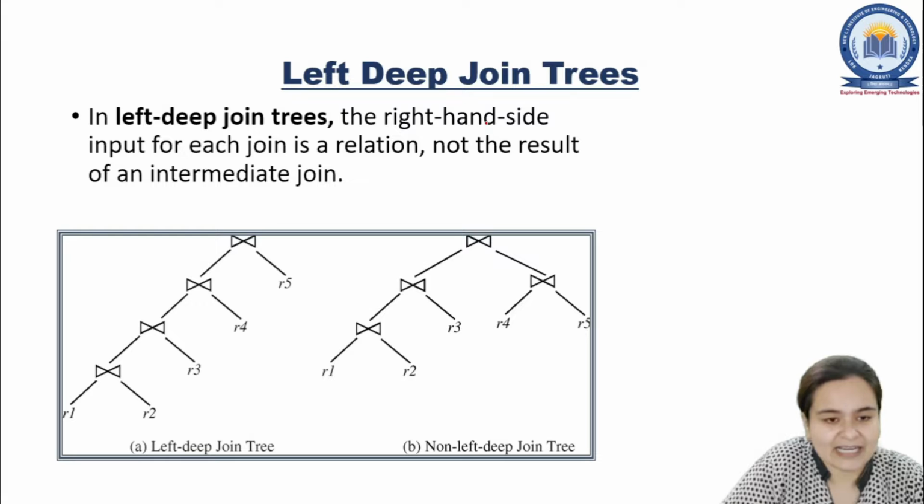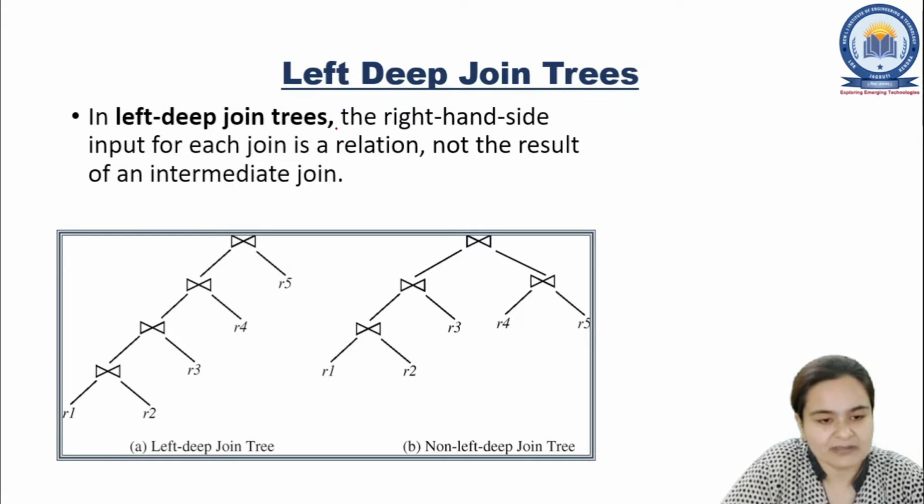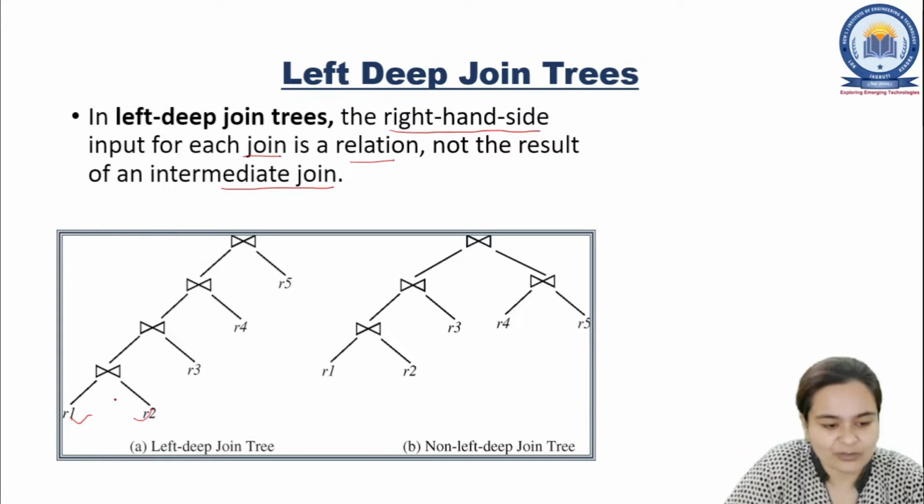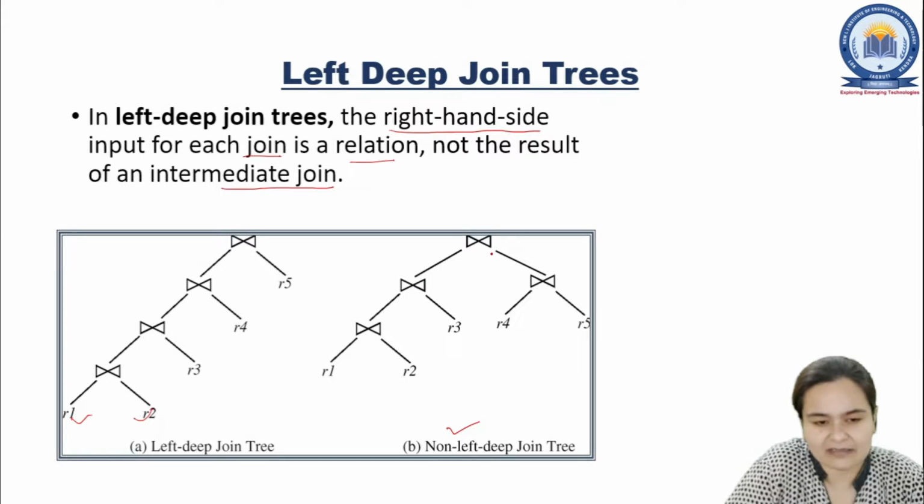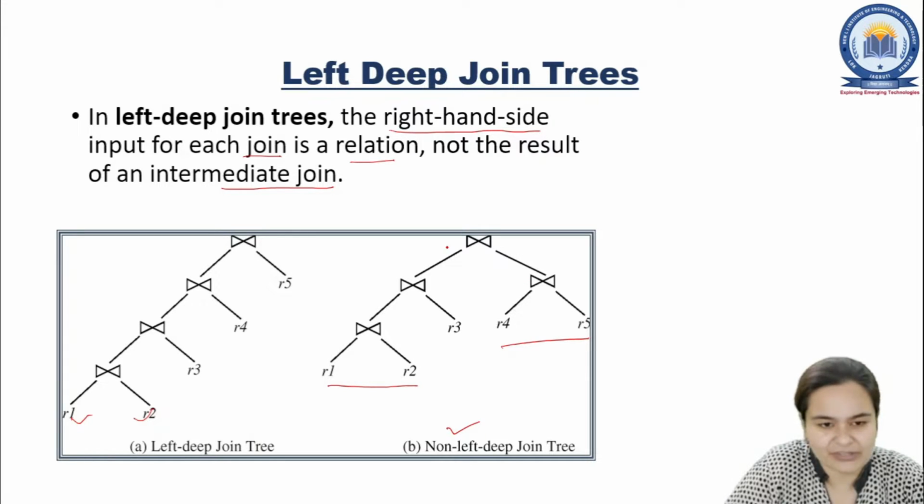Let's see the left-deep join tree. The right-hand input of each join is a relation and not the result of an intermediate join. Suppose we have R1 and R2, from the left we perform the R1 and R2 join, then R3, then R4, and then R5. If we want to convert it into a bushy join, that means it is not skewed towards any one side, we can decrease the depth of this so that we can have an intermediate result, and we can perform the join more efficiently.